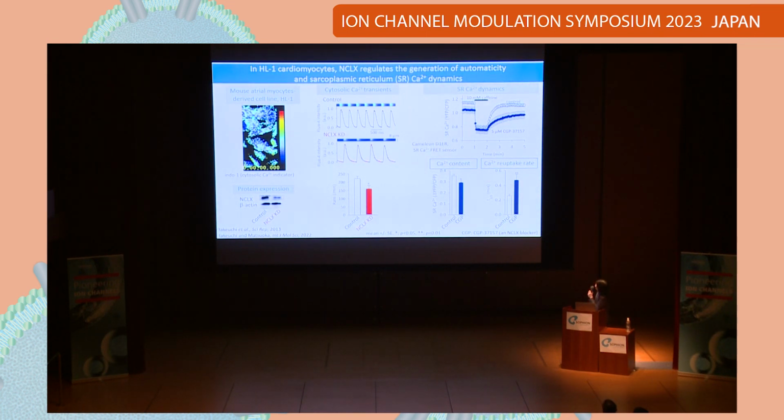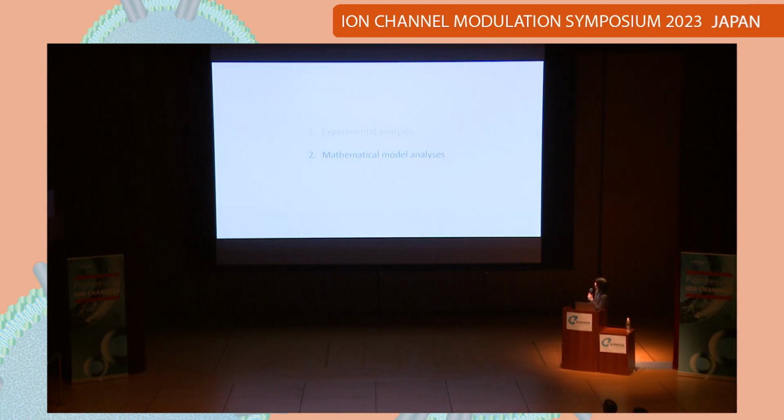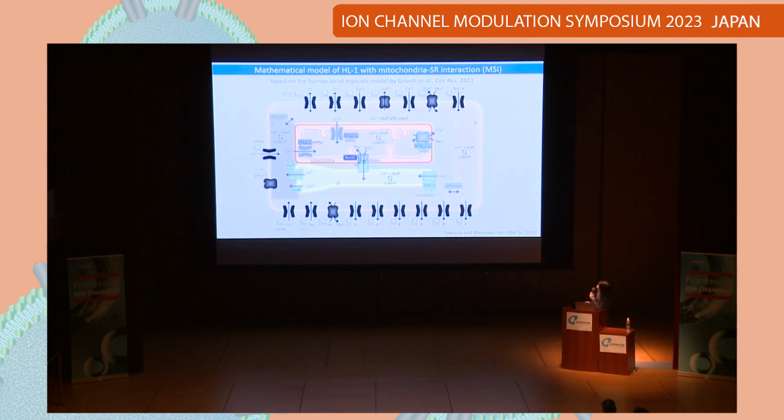And we propose that there is a functional coupling between NCLX and SERCA. Now, we hypothesize that spatial coupling between NCLX and SERCA contributes to this functional coupling. To test this hypothesis, we performed mathematical model analysis. This is a mathematical model of HL1 with mitochondrial SR interaction, named MSI. The model was based on the human atrial myocyte model by Grandi et al., 2011.